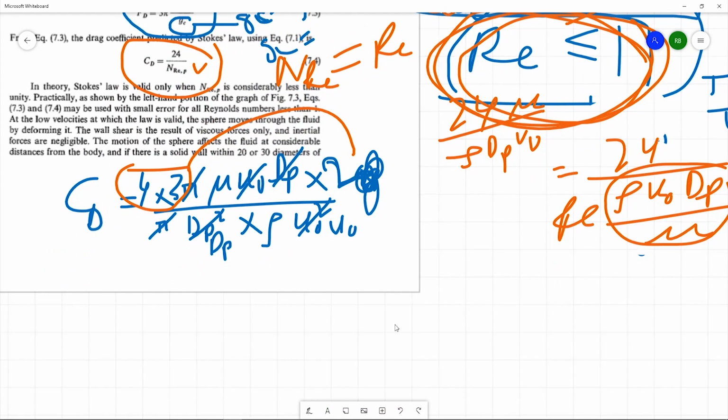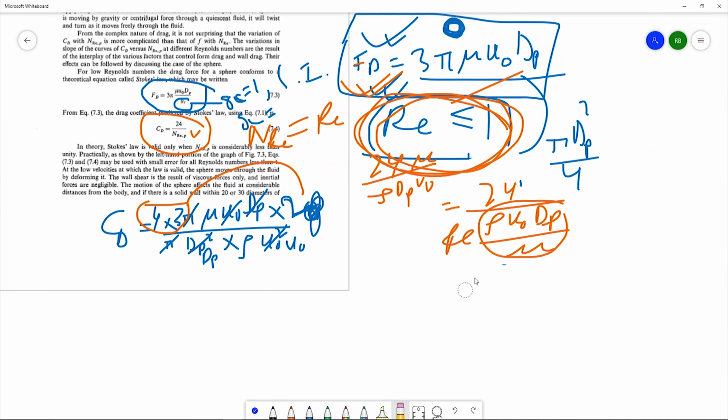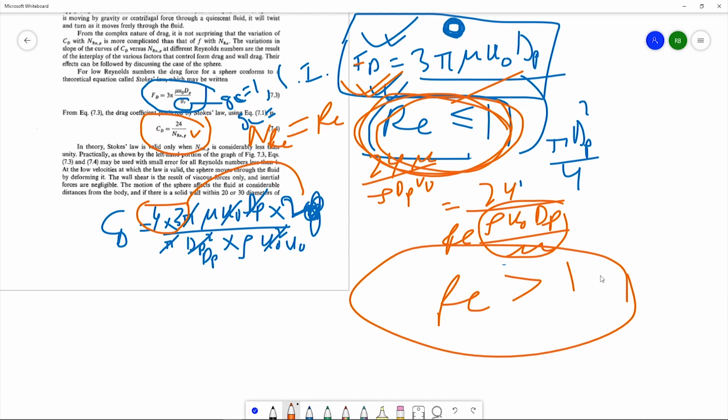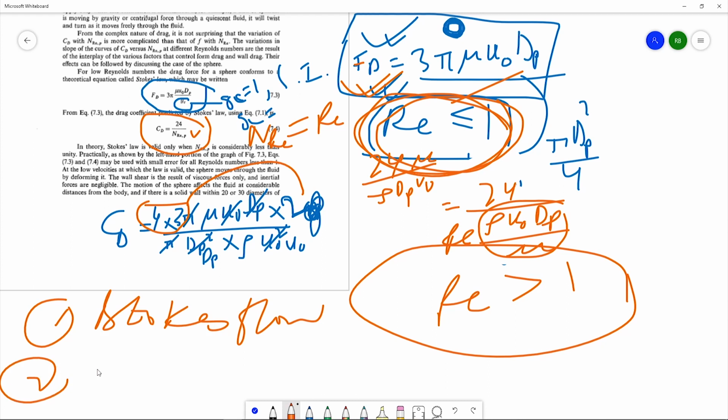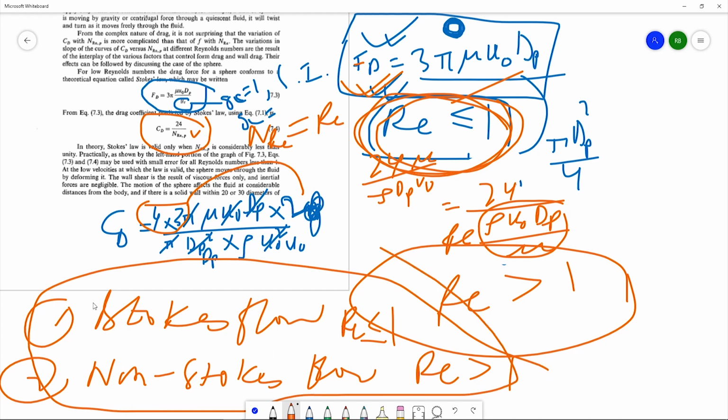So you remember this. And you might ask, what happens if the Reynolds number is greater than 1? We will have two flow regimes: one is Stokes regime or Stokes flow, and the other is non-Stokes regime or non-Stokes flow. Stokes flow is for Re less than or equal to 1, and non-Stokes flow is for Re greater than 1. We'll study both the cases.